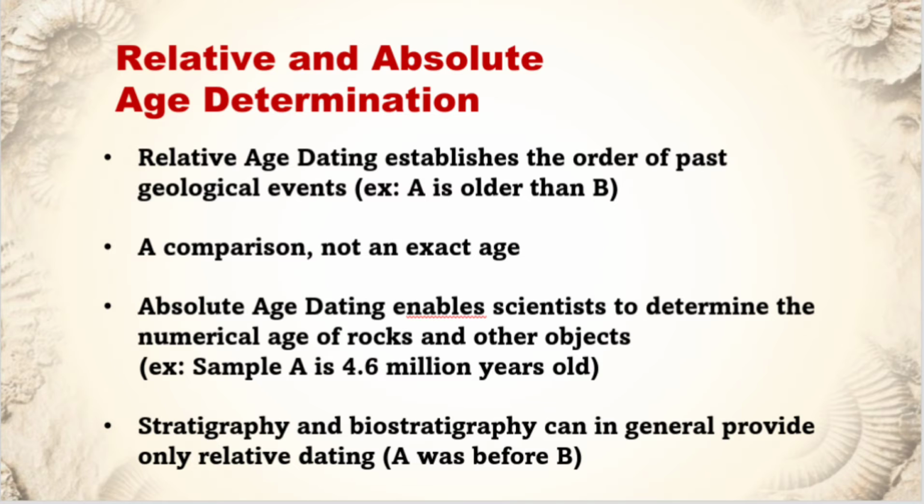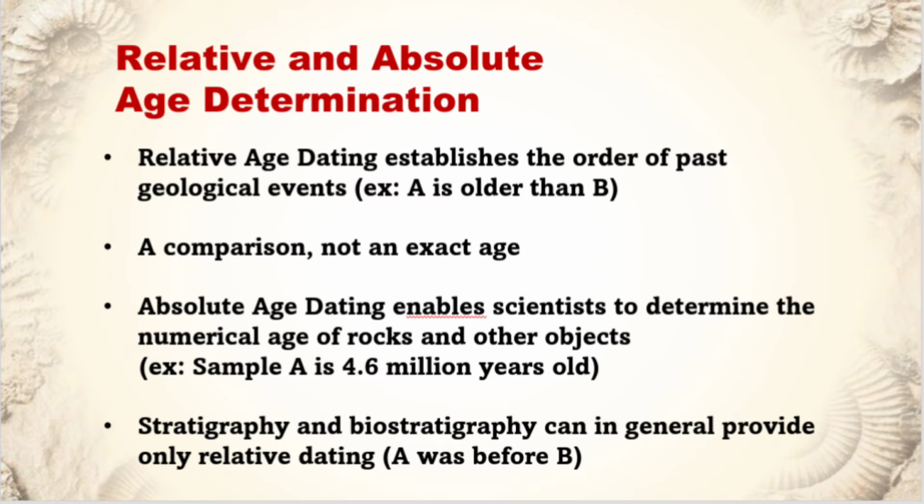There are two types of methods in age determination of fossils, relative and absolute. Relative age dating establishes the order of past geological events. It is a comparison, not an exact age, like A is older than B. One fossil is older than another. Absolute age dating enables scientists to determine the numerical age of rocks and other objects, like a sample is 4.6 million years old, 2.5 million years old, like that.